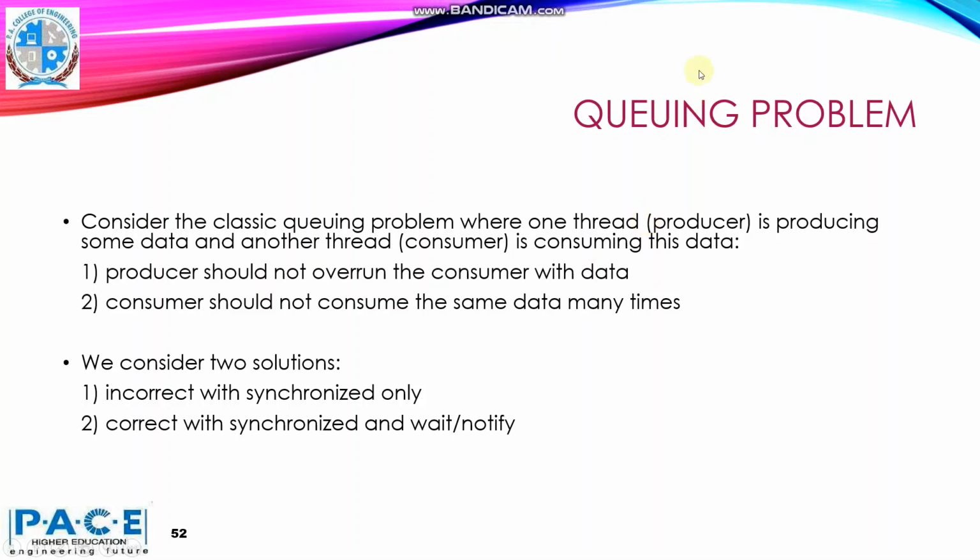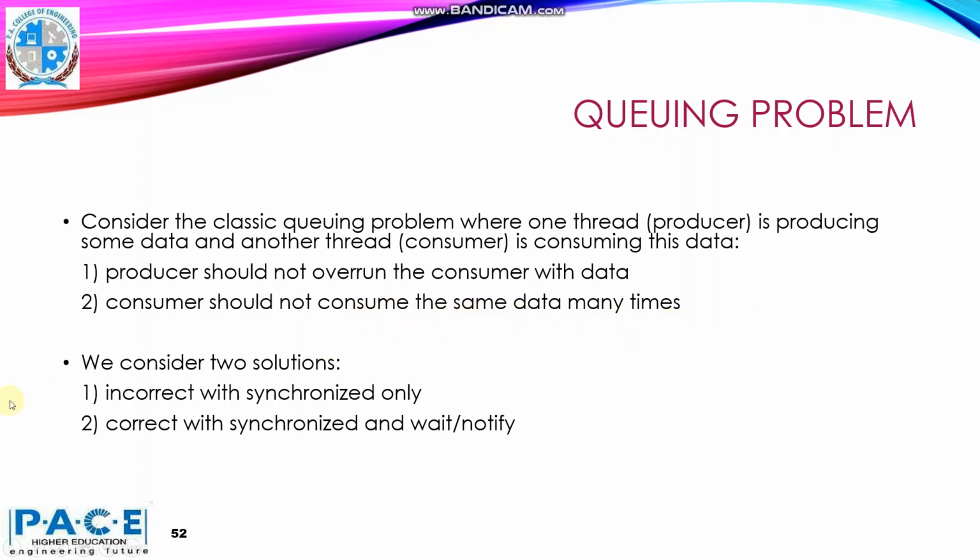The requirement is this: the producer should not overrun the consumer with data. Meaning, the producer should not produce data so fast that the consumer has not consumed it and the producer has overrun it. Similarly, the consumer should not consume with such a speed that the producer has not produced new data and the consumer is consuming the same data multiple times.